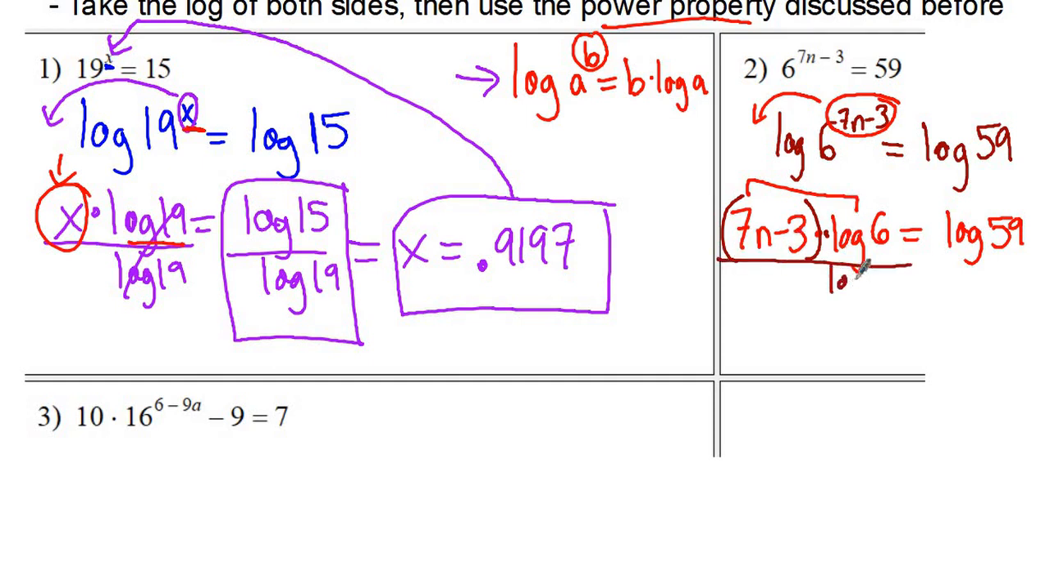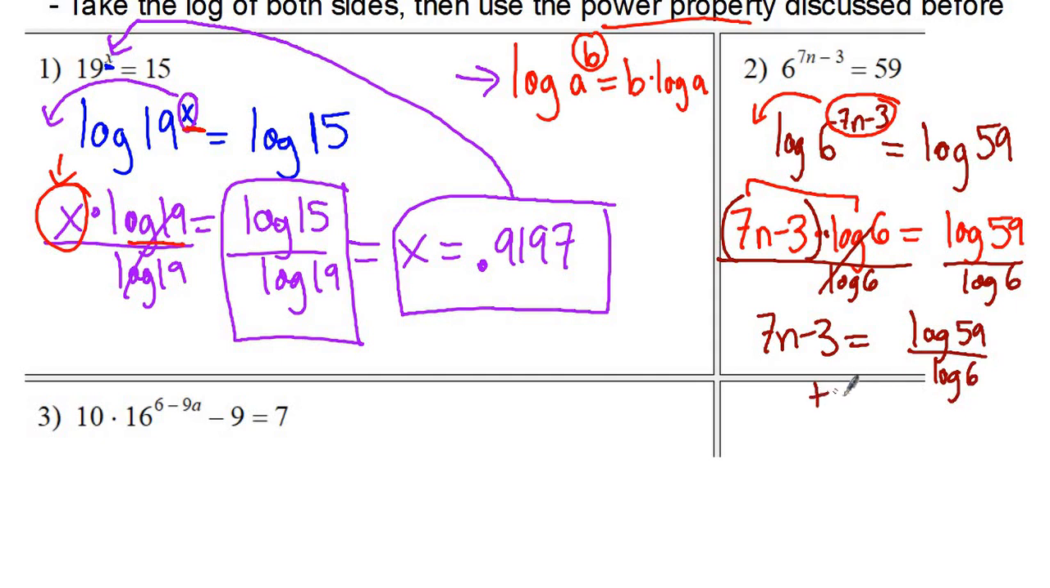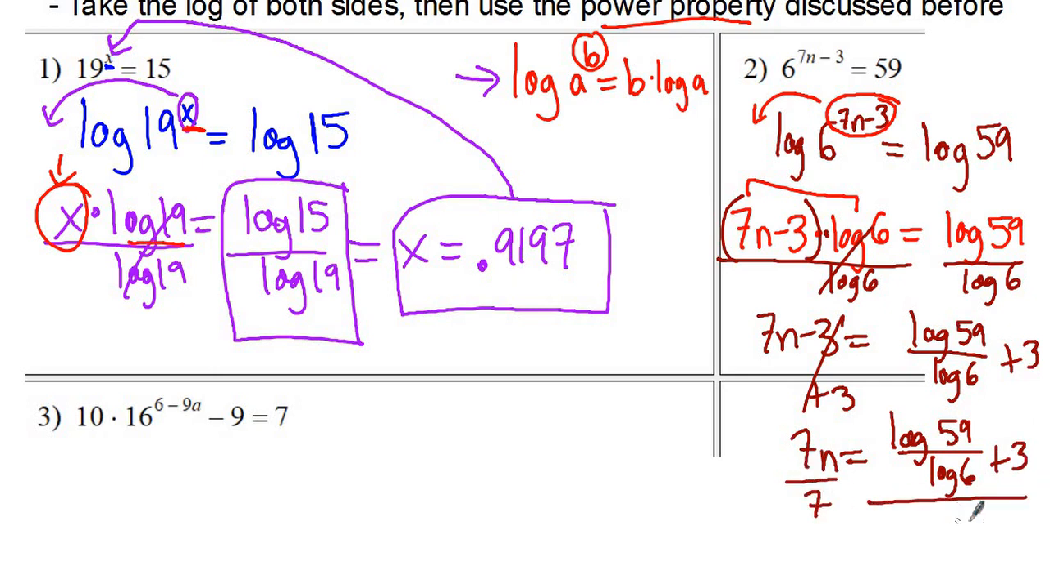Okay, so we'll divide both sides now by log of 6, and then we'll get 7n minus 3 equals this number right here. Again, the challenge here is going to be putting this in the calculator correctly. So we'll add 3 to both sides, and then we get 7n equals this. And our very last step, I'm going to show you how to do this in the calculator in just a sec, is take both sides, divide this whole thing by 7.